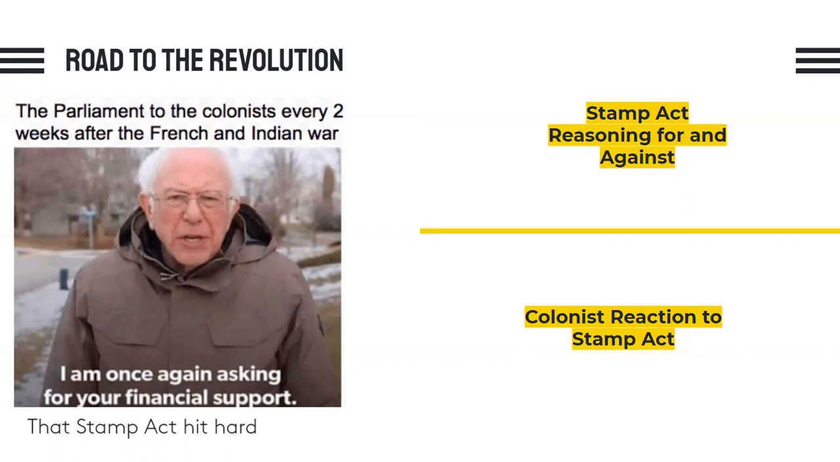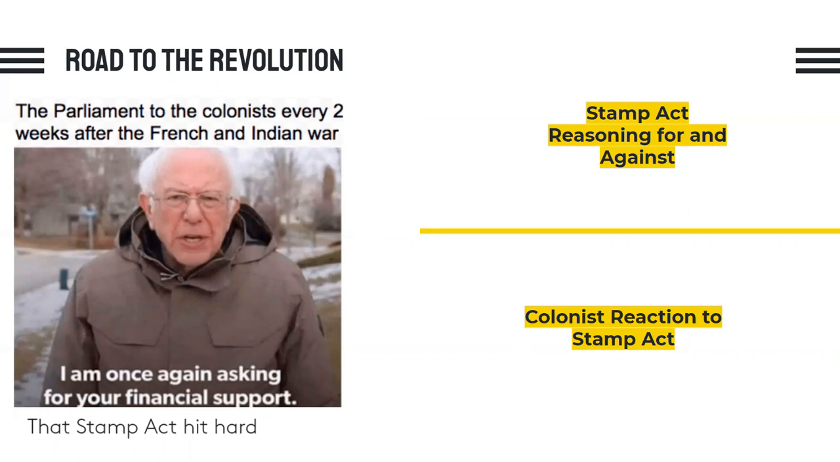So let's say you were paying your rent with a check, and if it didn't have that British stamp on it, nobody would accept it. And you had to pay a tax to have any kind of paper. And so the British claimed that they had protected the colonists, so this Stamp Act was a way to help pay for their protection. They needed to continue raising money.